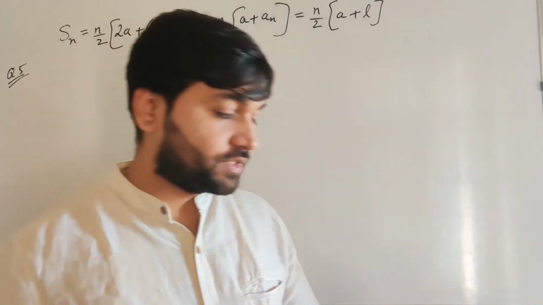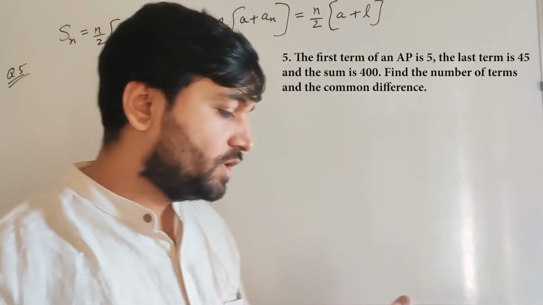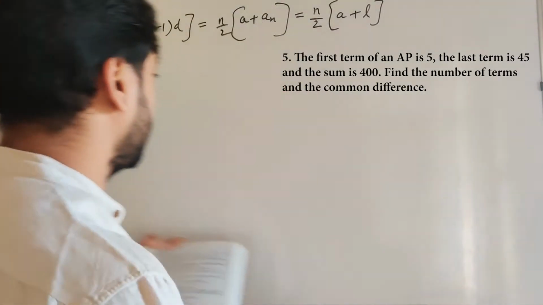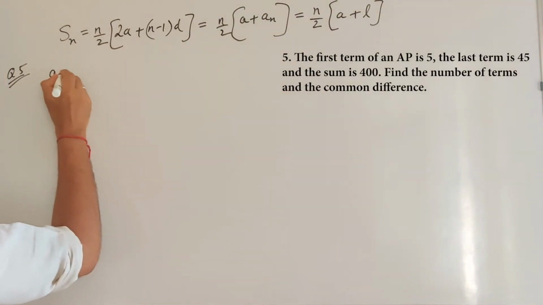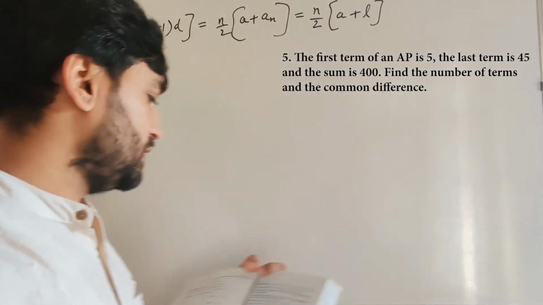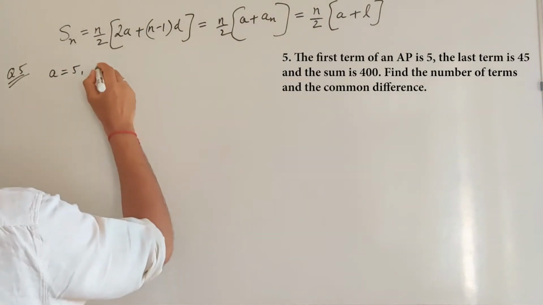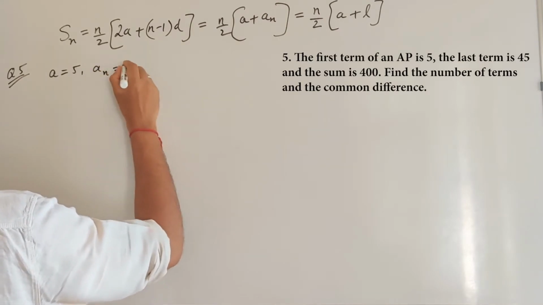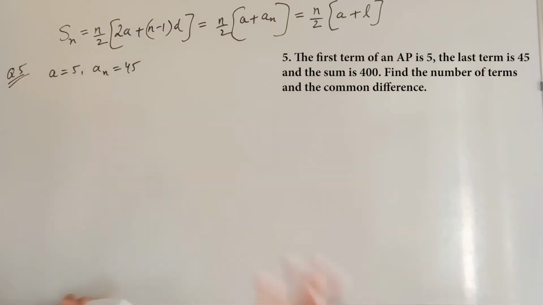Okay, so the next question, question number 5. The question is, the first term of an AP is 5. So I'll quickly write down a as 5. The last term is 45. So the last term we denote by an is equal to 45. The nth term is 45.